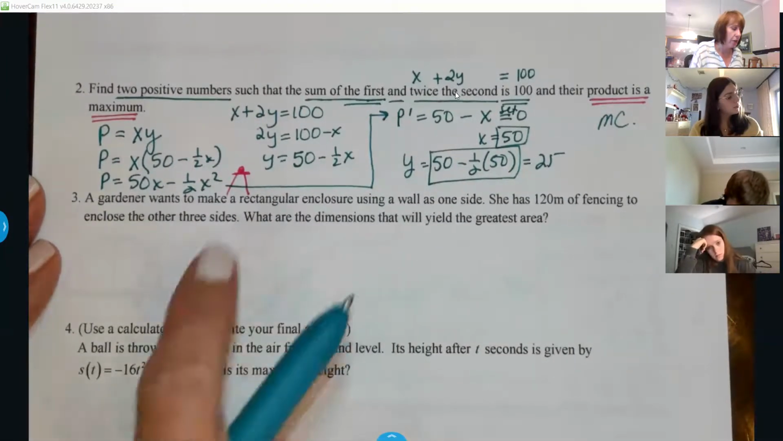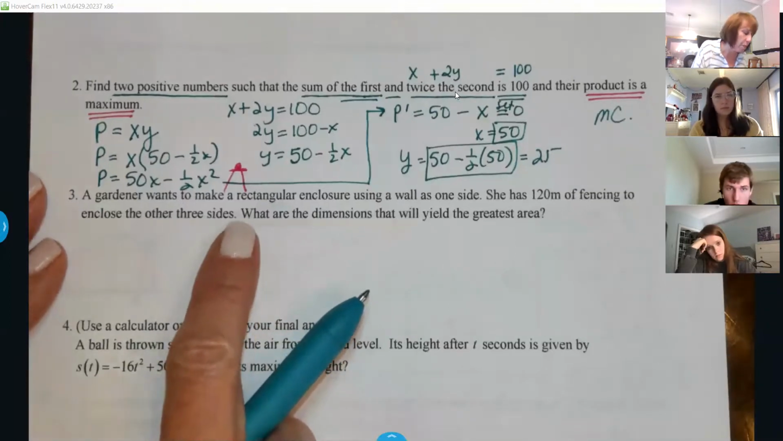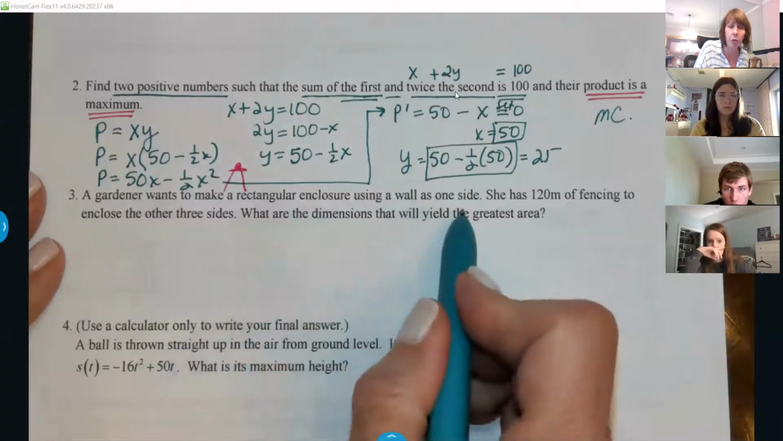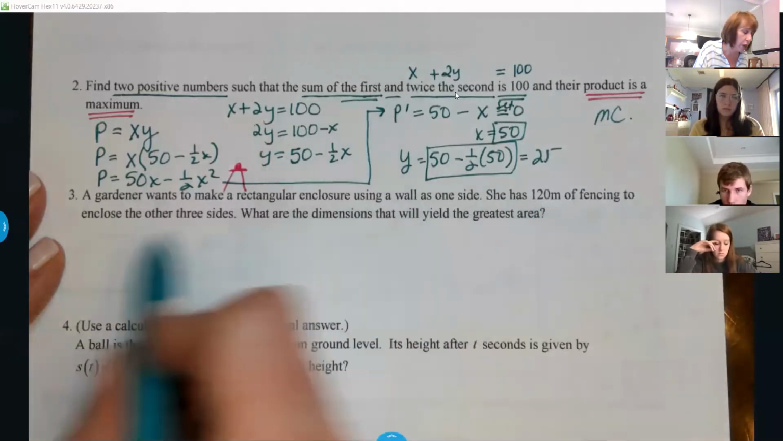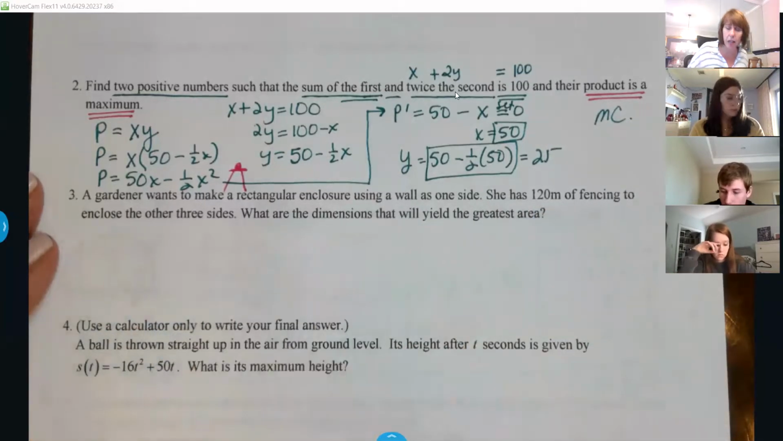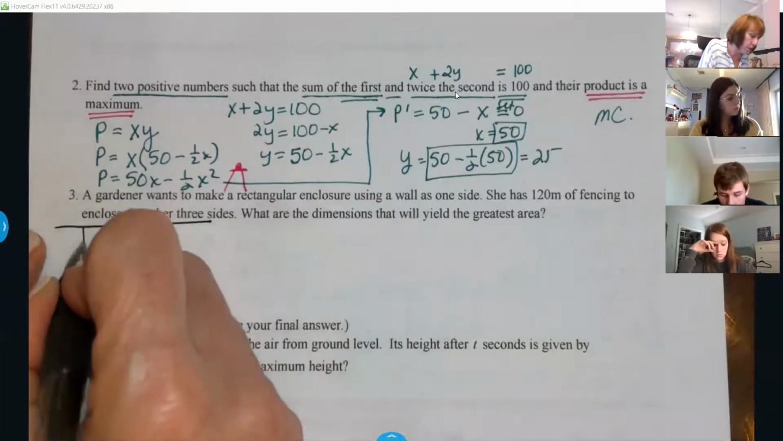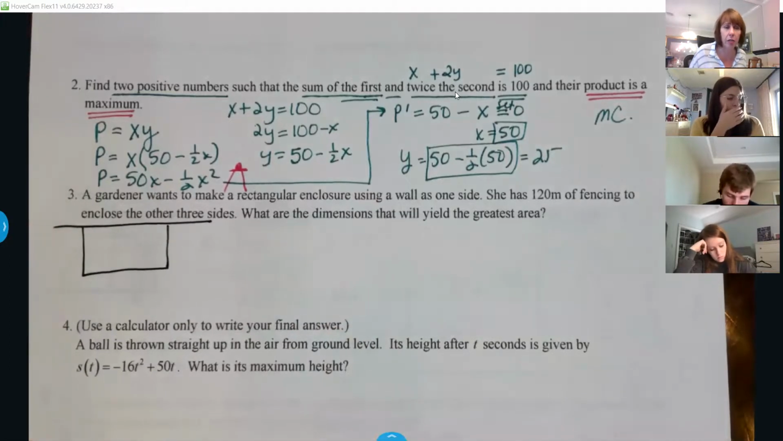All right. For number 5, we have a rectangular enclosure using a wall as one side. And we have 120 meters of fencing to enclose the other 3 sides. So let's draw a picture. There's our wall. Here's our fence. And it's a rectangular enclosure. So it's a rectangle. Okay.